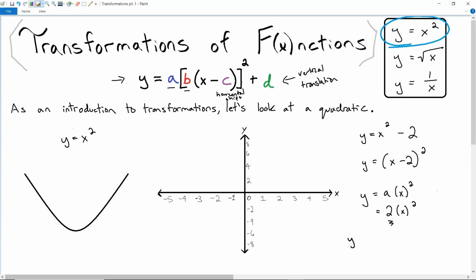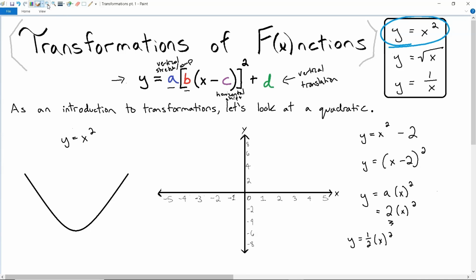But let's say this was 1 over 2x squared. All that means is instead of a stretch, we are going to have a compression by a factor of 1 over 2. And that's going to make the graph look kind of squished vertically. So we would say that this is a vertical stretch or compression.